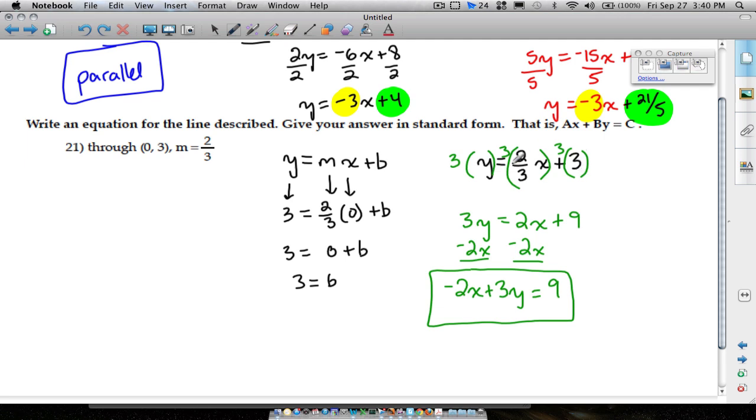Again, if you left it in slope-intercept form and you didn't complete this, you would not get full credit on that problem. So just make sure you follow the directions completely.